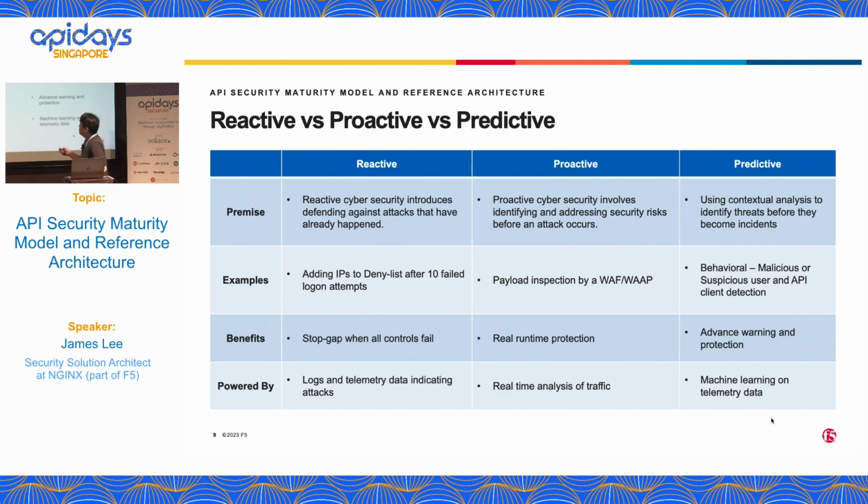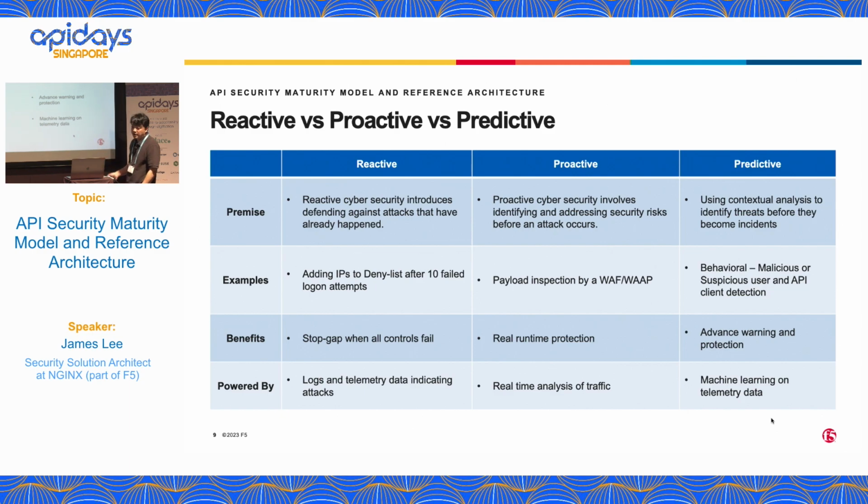Then what is the proactive? Proactive means before the problem happens, your security solution can place real-time blocking. So the actual attack traffic is not forwarded to your API endpoint. Before forwarding that traffic, the security solution can stop it. Then we can call it proactive.